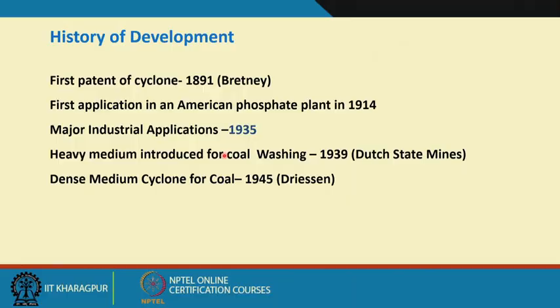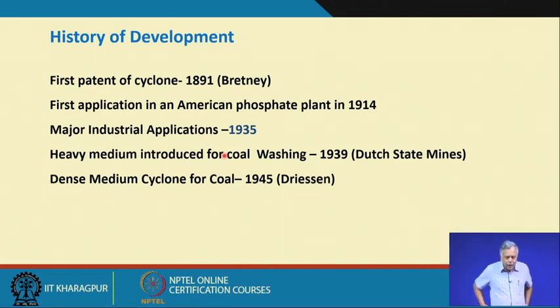Why a hydrocyclone, and what is the history? First, let me discuss that. If we look at the history of the development, the first patent of cyclone was taken in 1891 by Bretney. However, the first application was in an American phosphate plant in 1914. Look at the time difference. And major industrial application started from 1935 onwards. So, it is an old equipment.